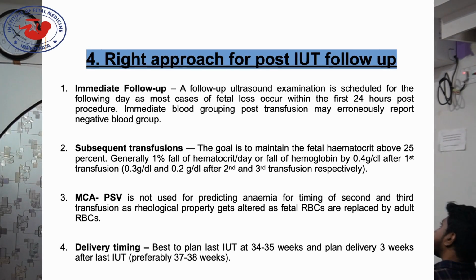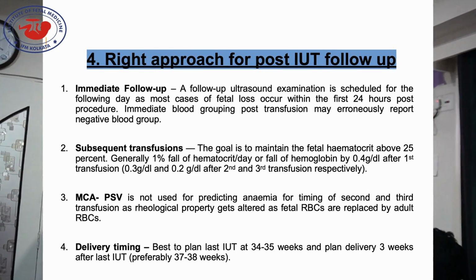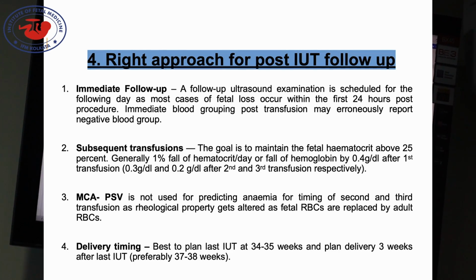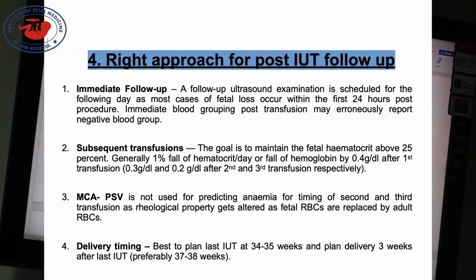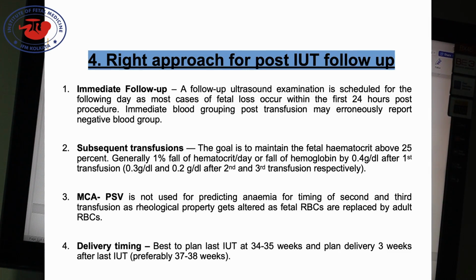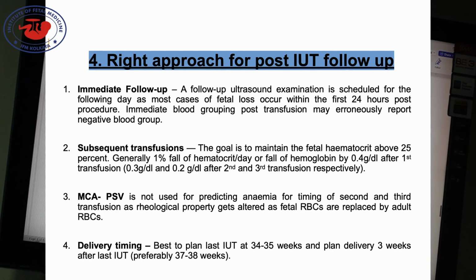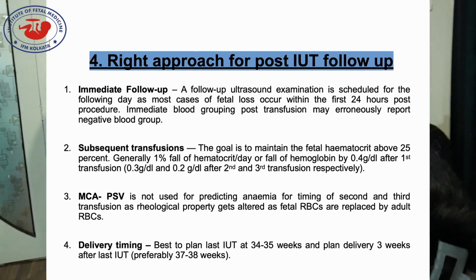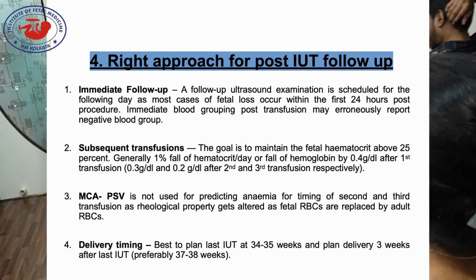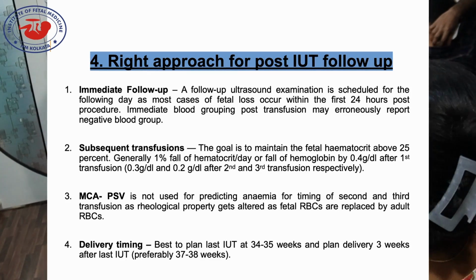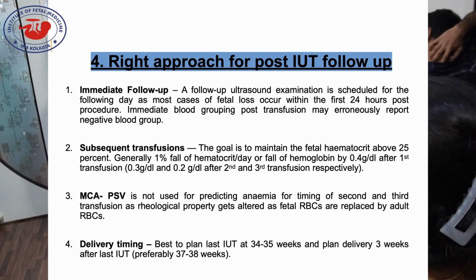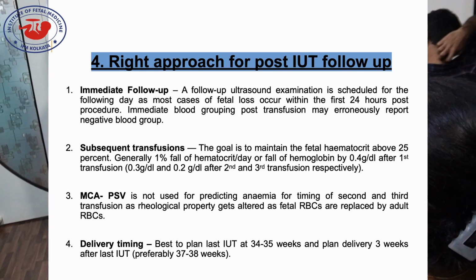Right? Delivery timing: best to plan last IUT at 34 or 35 weeks and plan delivery 3 weeks after last IUT, preferably 37 to 38 weeks. Okay. So one thing, after 3 weeks you said plan for delivery. If the need of second transfusion is around a fall of 1 hematocrit per day, then around 15 fall in 2 weeks. Yeah. So at that time baby may need a second transfusion.